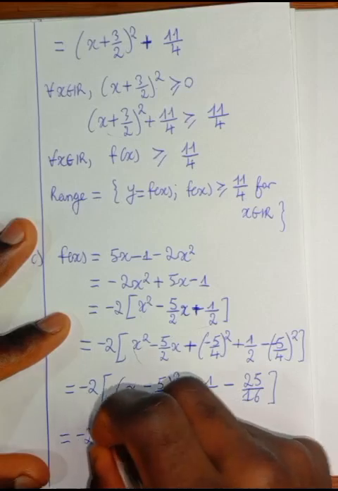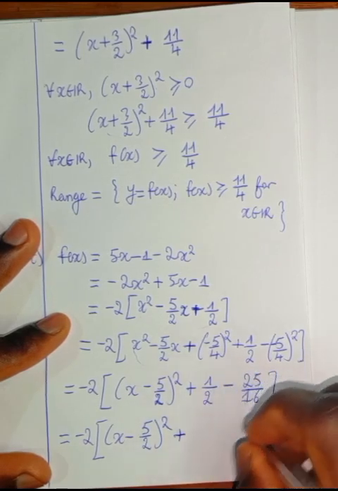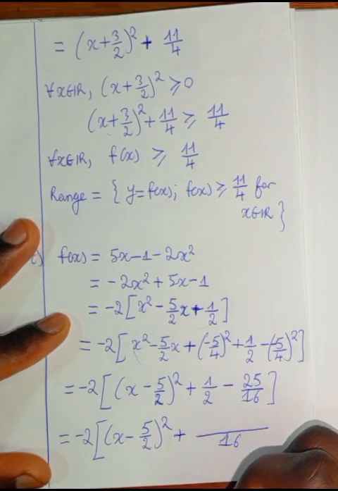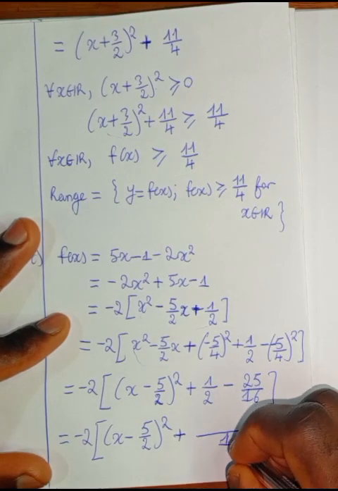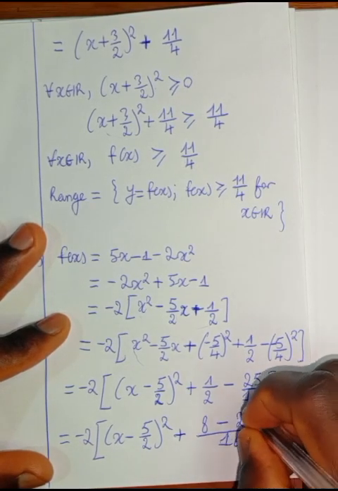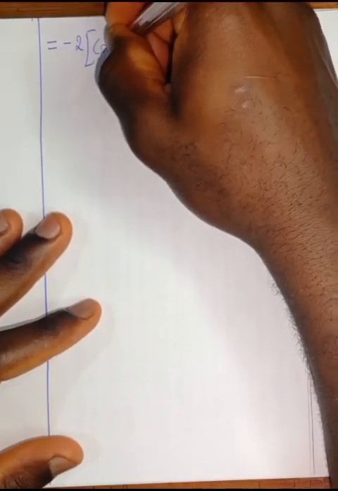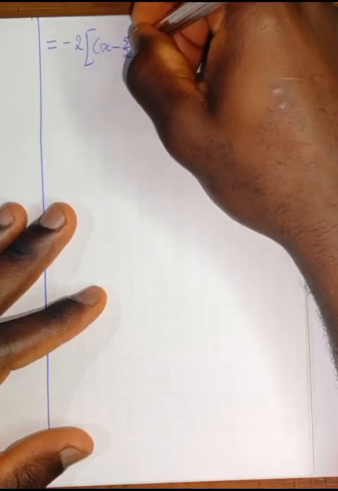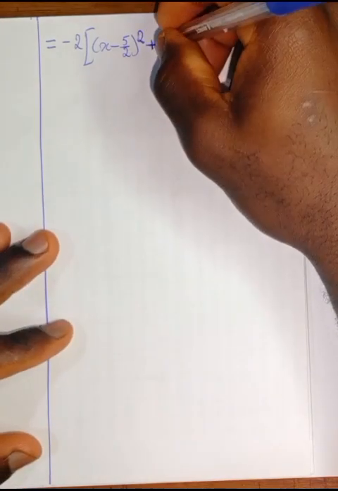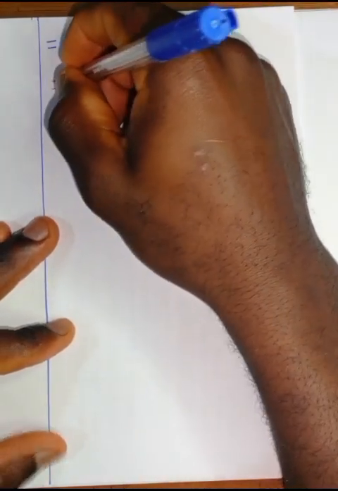This will be equal to negative 2 times x minus 5/4 all squared, plus the LCM of 2 and 16, which is simply 16. 16 divided by 2 gives us 8. 8 times 1 remains 8, minus 16 divided by 16 gives us 1, 1 times 25, 25. This will simply be equal to negative 2 times x minus 5/4 all squared, plus, we take 8 minus 25, it gives us negative 17 over 16. Close the bracket.